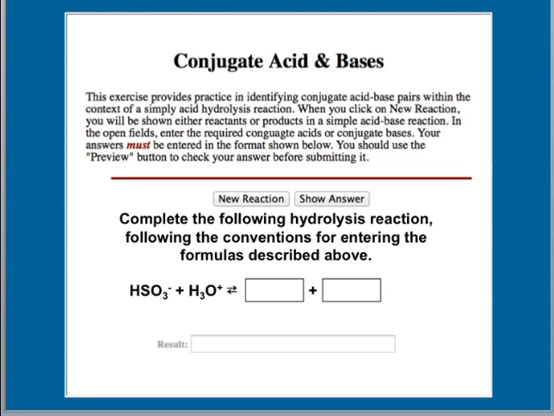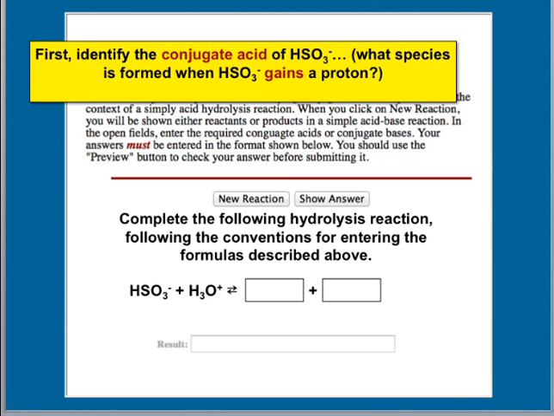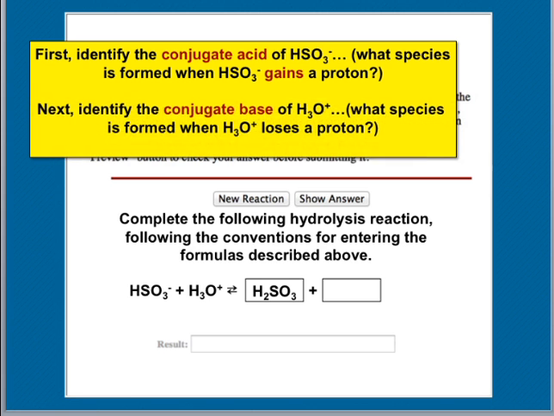If we put one more proton on HSO3 minus, we would get H2SO3, sulfurous acid. After hydronium loses its proton, what are we left with? Right, just plain old water. And that's it.